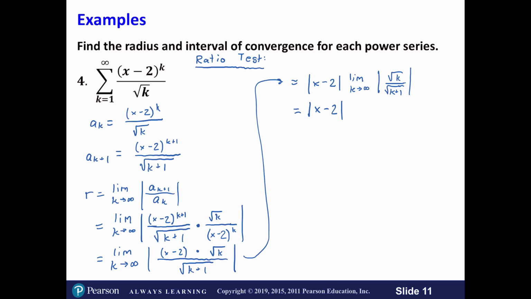Alright, so here, for which values of x does this thing converge? Well, this thing will converge whenever the absolute value of x minus 2 is less than 1. So the series will converge when the absolute value of x minus 2 is less than 1. So let's set that up.